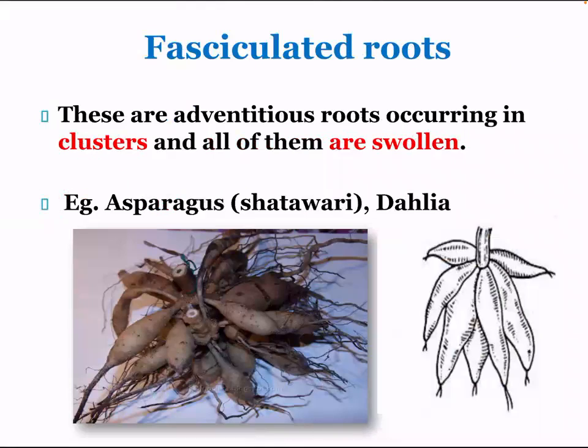Second is fasciculated roots. There they occur in clusters. They are swollen, but they are definitely stuck to a single place, a single point. Examples are asparagus, shatavari, and dahlia.